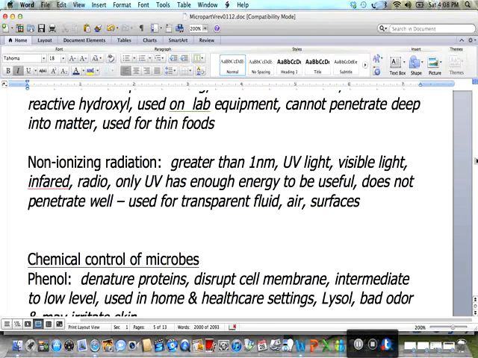Non-ionizing radiation with wavelengths greater than 1 nanometer includes UV light, visible light, infrared, and radio waves. Of these, only UV light has enough energy to be useful. It does not penetrate well, so it can only be used for transparent fluid, air, and surfaces.